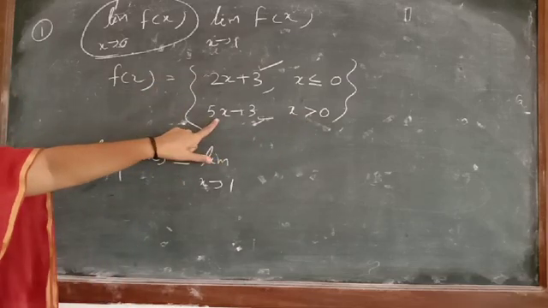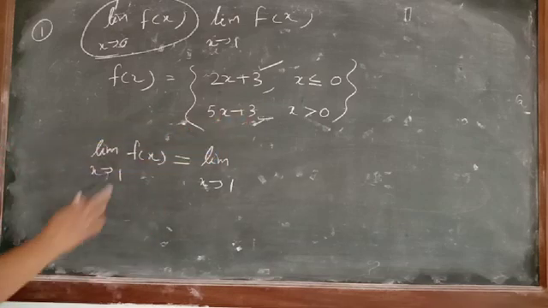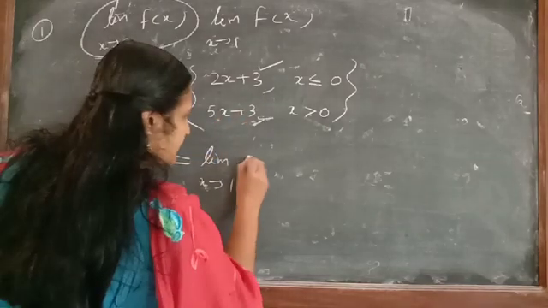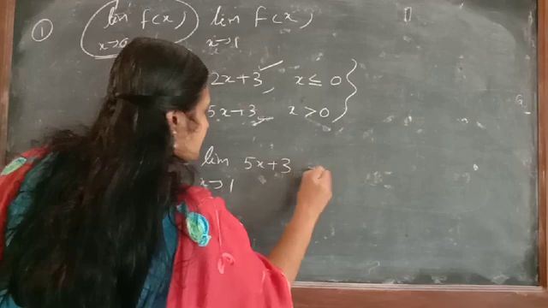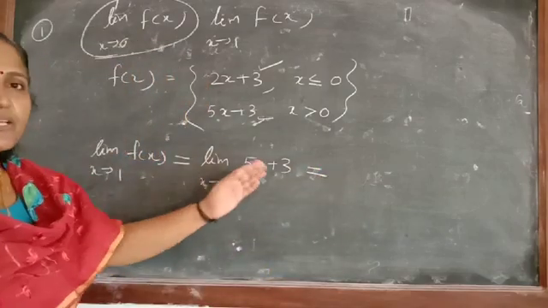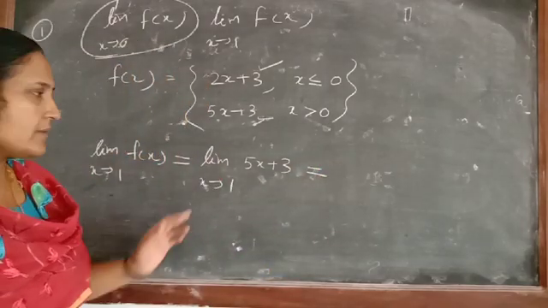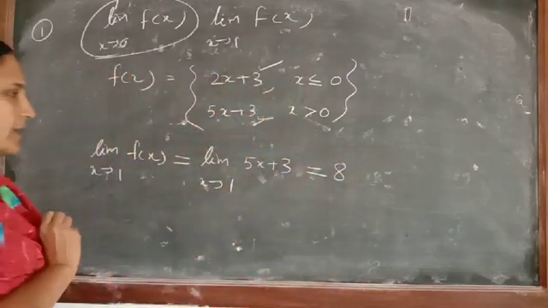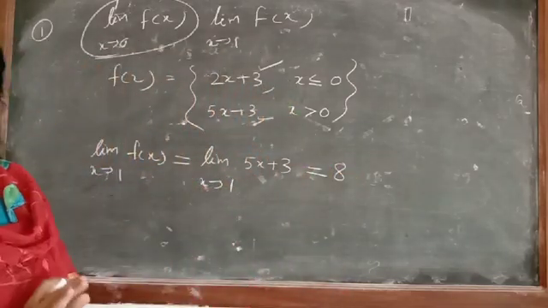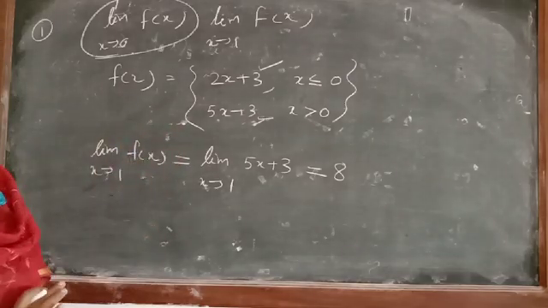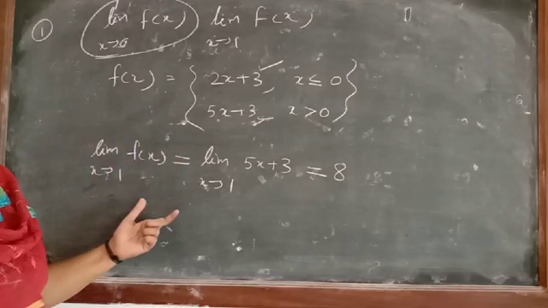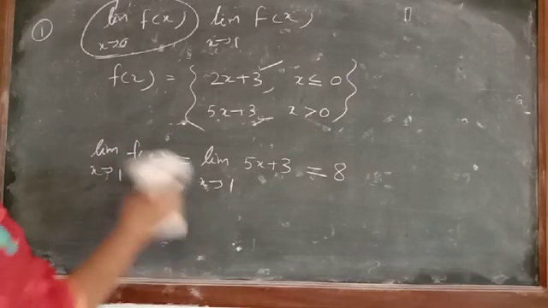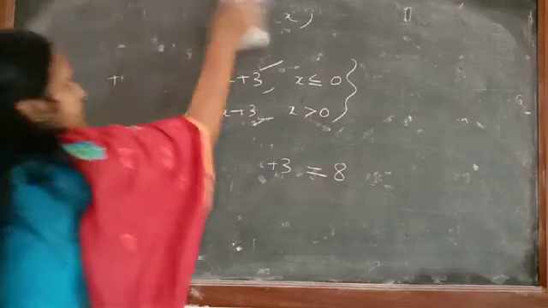The function given is 5x plus 3. So in place of f of x, we will write down there 5x plus 3. Now just substitute x is equal to 1. What will be the value? Yes, we will get limit x tends to 1, f of x is equal to 8. This much only you have to do. I hope this concept is clear. Okay. Now we will check the next question.